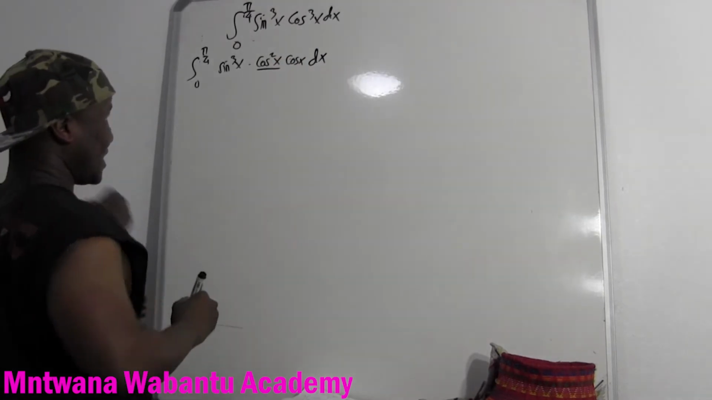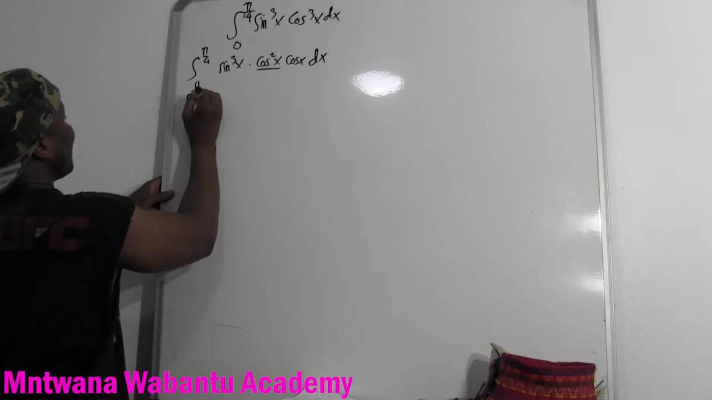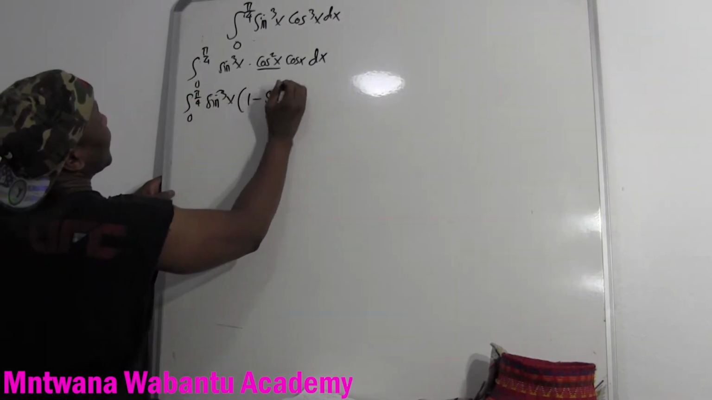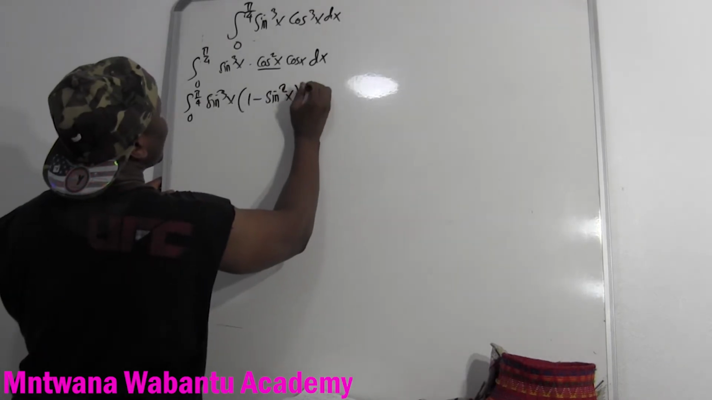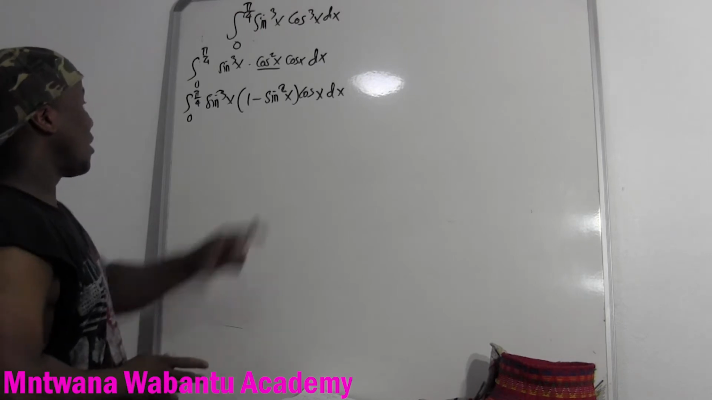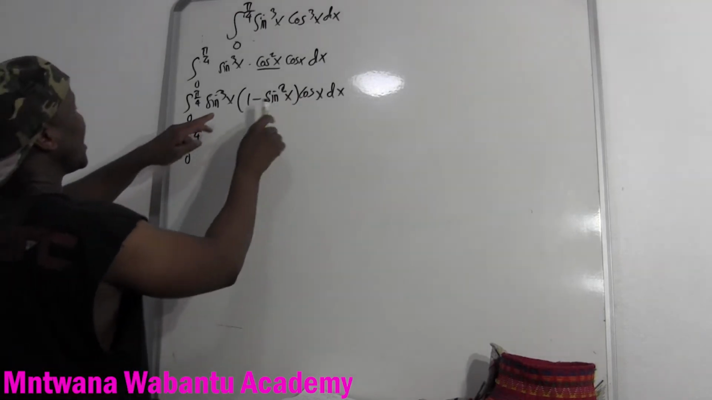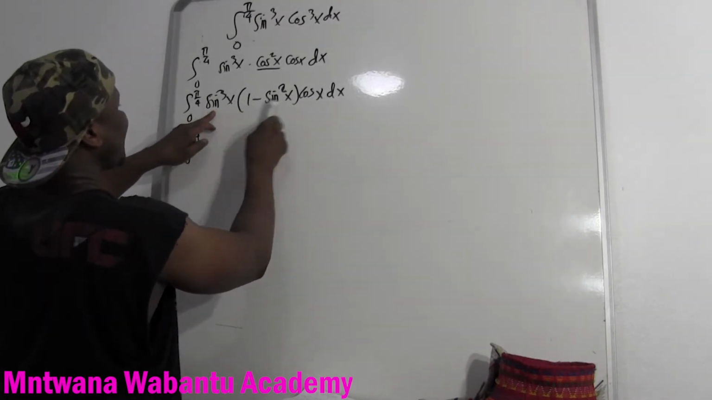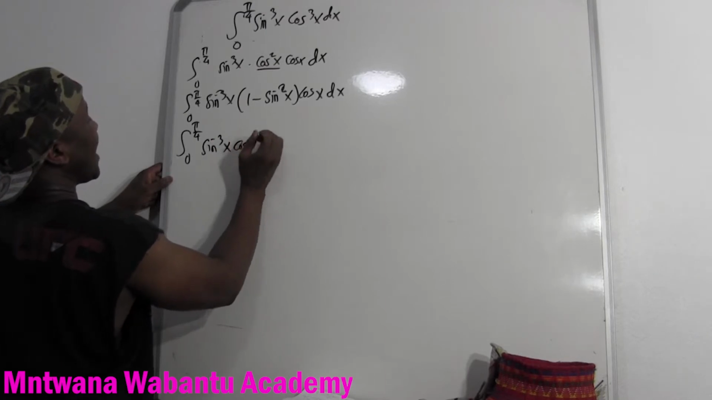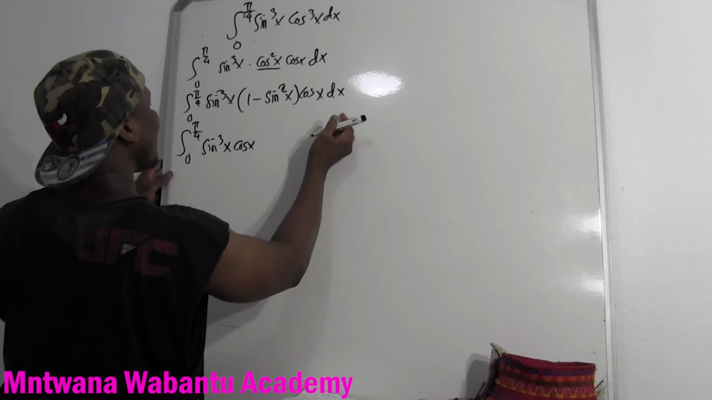So cos square I can replace using the trig identity, which equals 1 minus sine square. So the integral from 0 to pi over 4 of sine cube x times 1 minus sine square x times cos x dx. So I'm going to multiply that out. You take sine cube x and multiply by the 1, and you get sine cube x cos x, and then you also multiply by the other term.